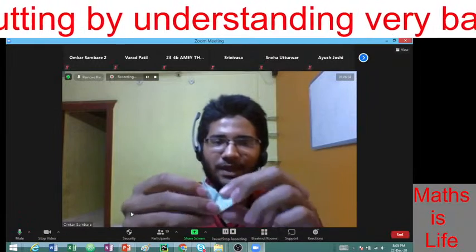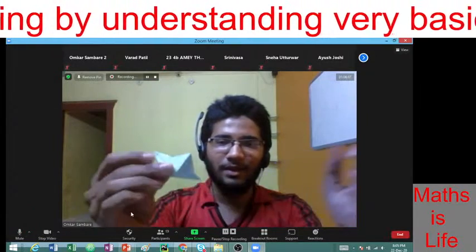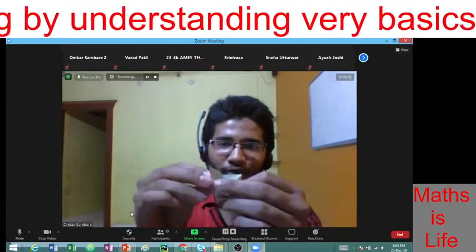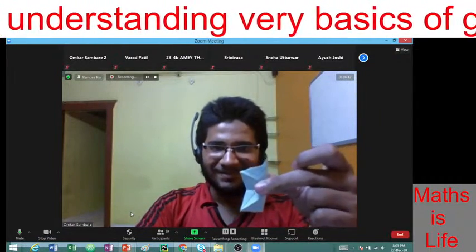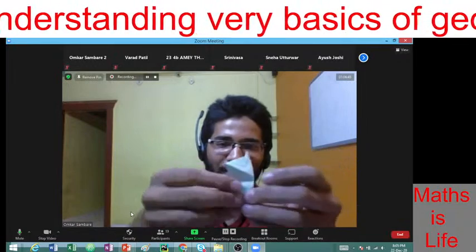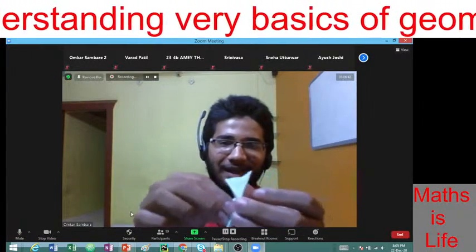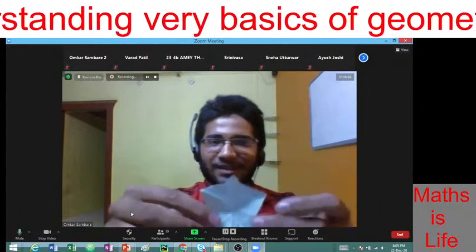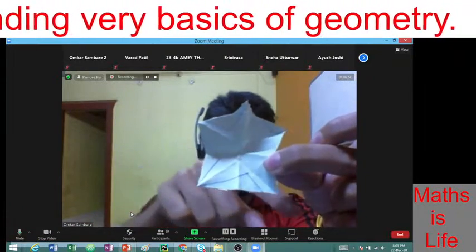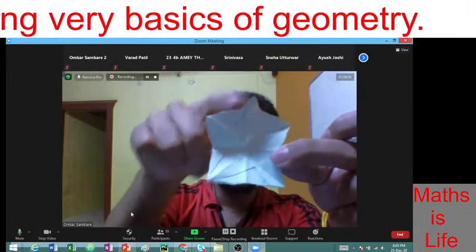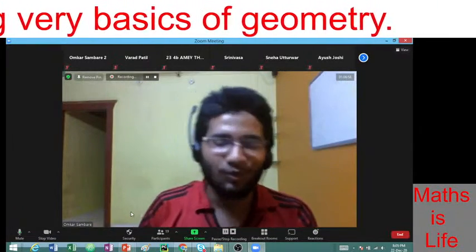So when we open it, it will be like this. When we open it again, it will be like this. Let's hope it will be a pentagon. I cut it incorrectly, so it is a very weird pentagon. You can see this is one part, this is the second part, this is the third part, this is the fourth and fifth. But the point is we can do it.